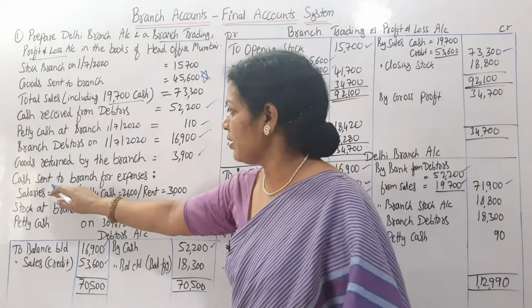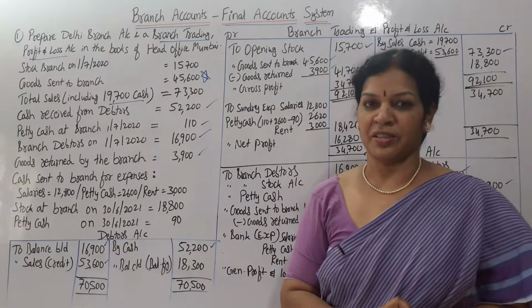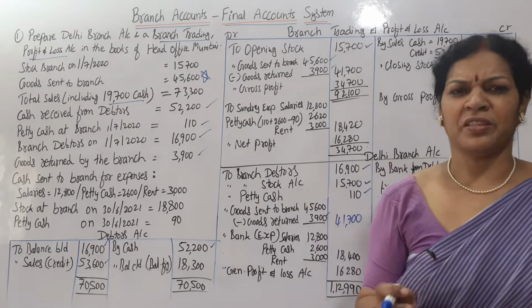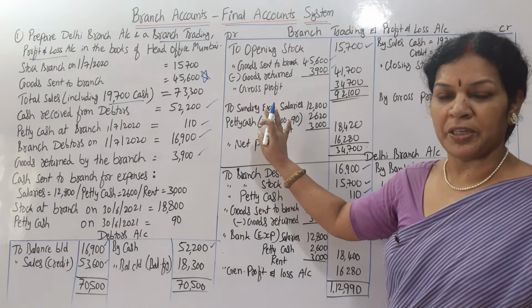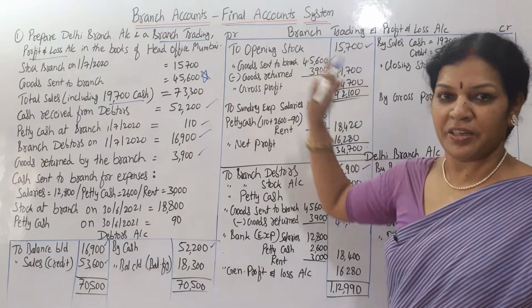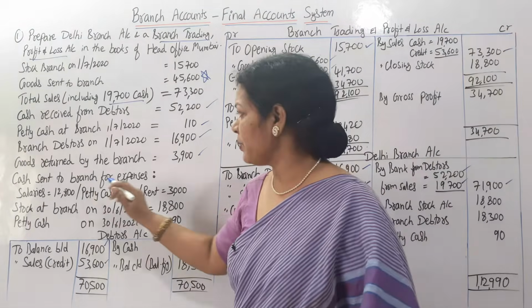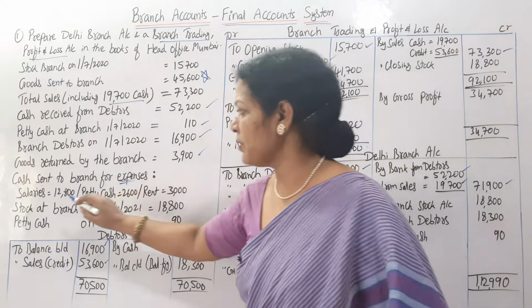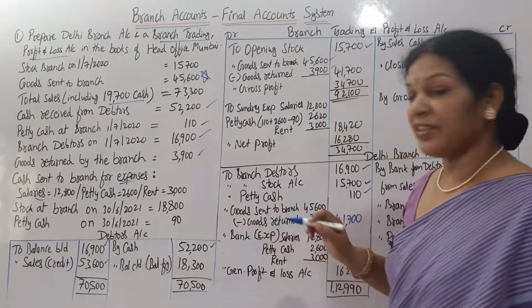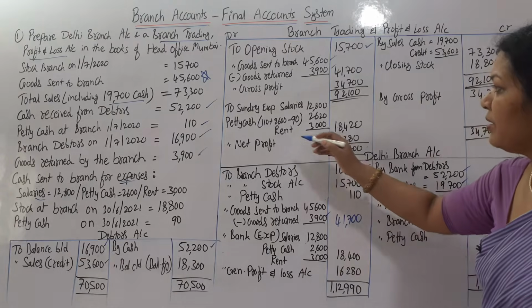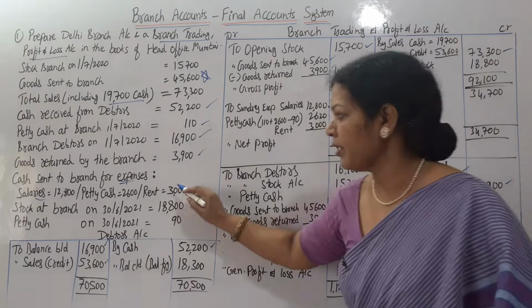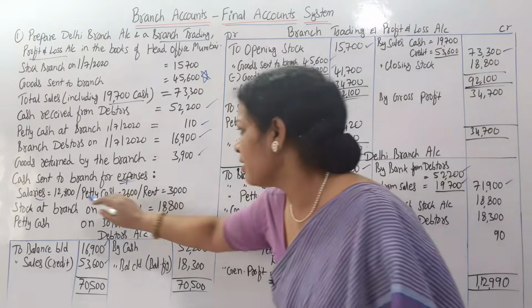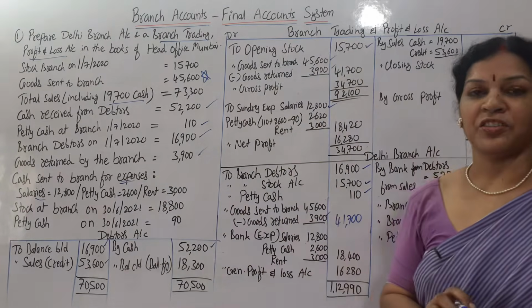Next, cash sent to branch for expenses. Any expenses, if it is indirect expenses, it comes on the profit and loss account debit side. Direct expenses, trading account, right? Now let us see the expenses. What are the expenses? First one is salaries. Salaries means indirect expenses. Where is it? I have written here, 12,800. Indirect expenses, 12,800. Next, petty cash.